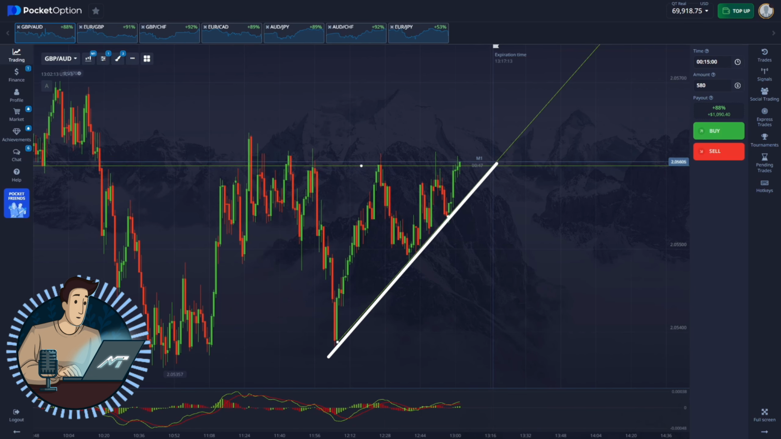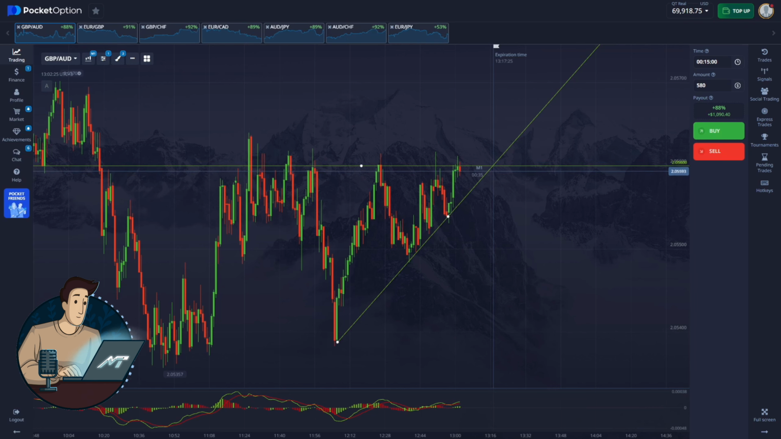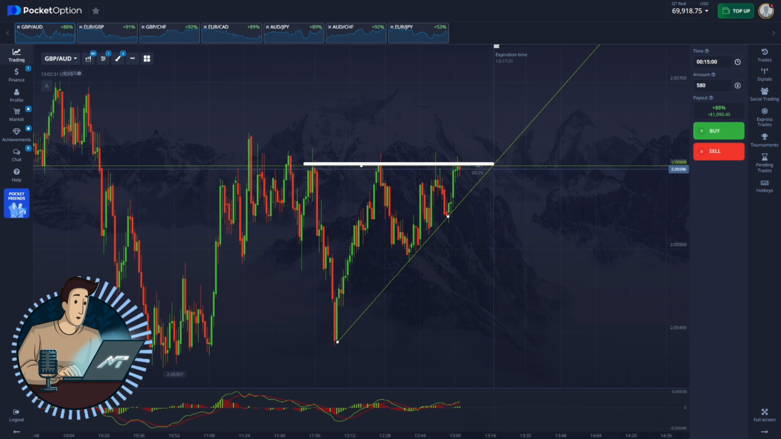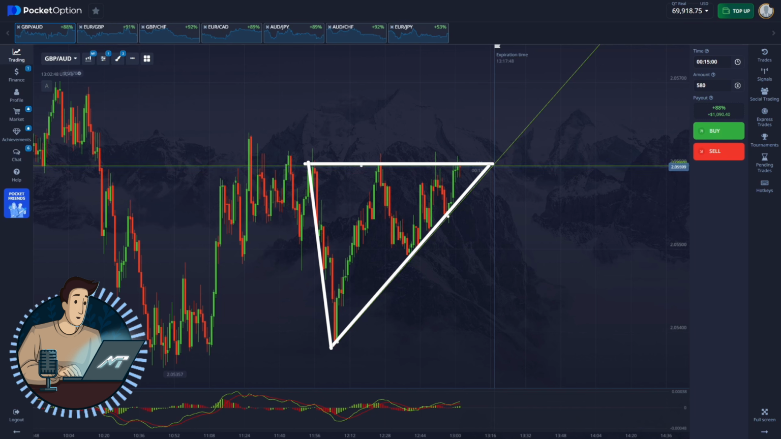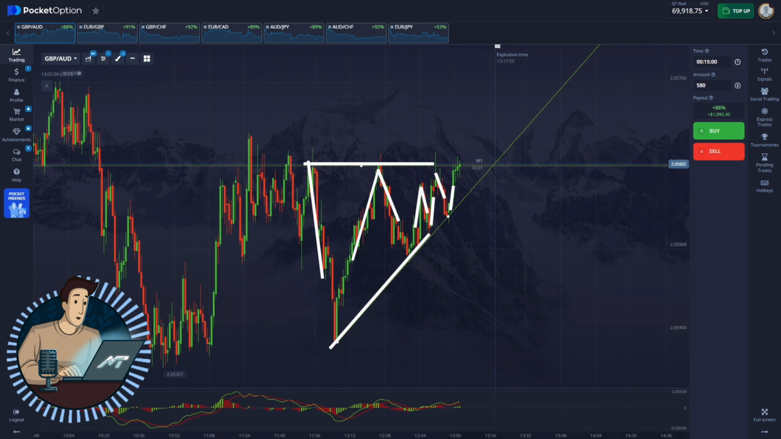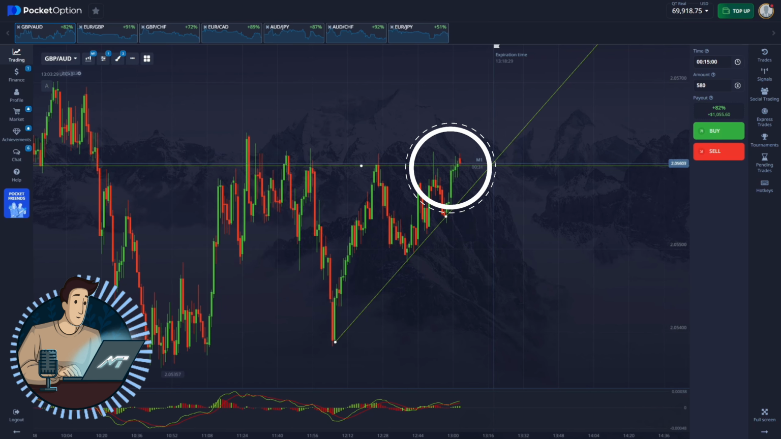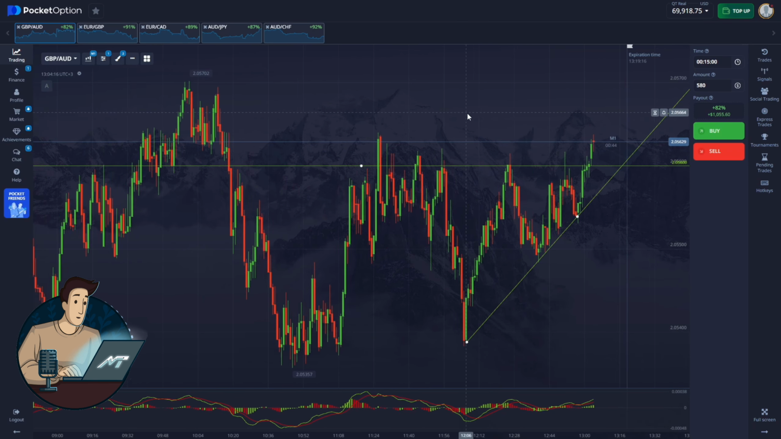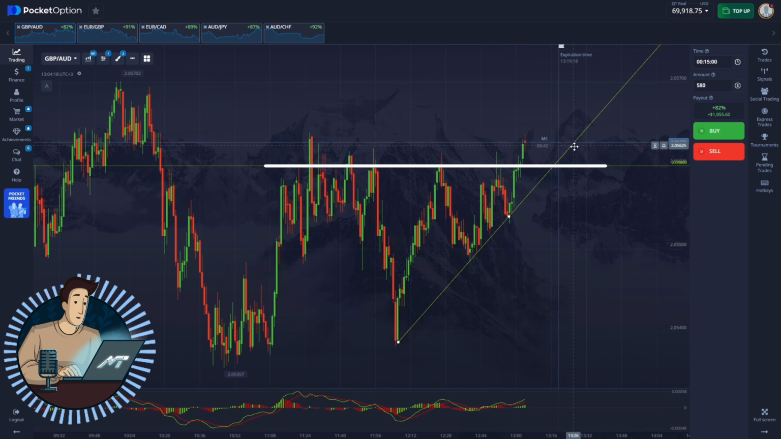The chart shows a clear uptrend. Price is moving steadily along the trend line. Everything looks stable until it hits a resistance level. I draw a line there and immediately recognize a familiar pattern, a triangle. This pattern means the price is squeezing, the movement gets tighter, candles are getting smaller, and usually after that we get a breakout. In our case, the price has already broken through the resistance level upwards.